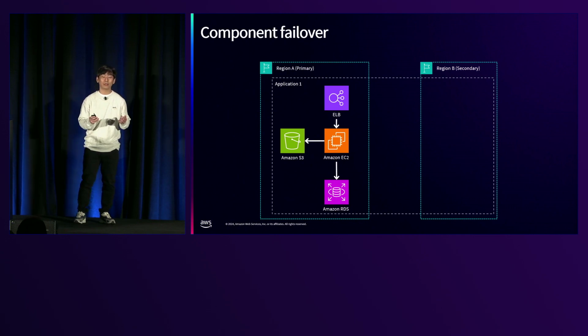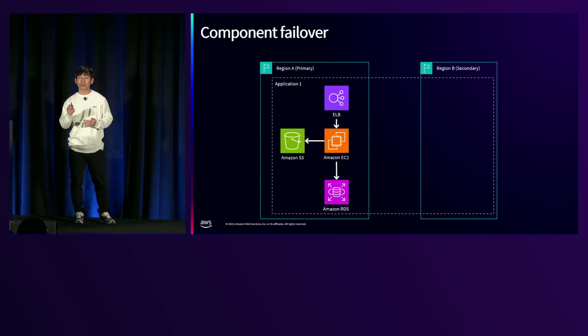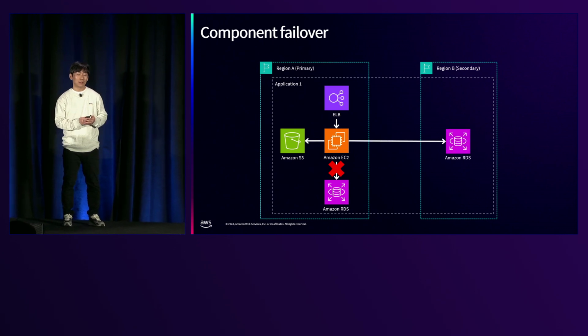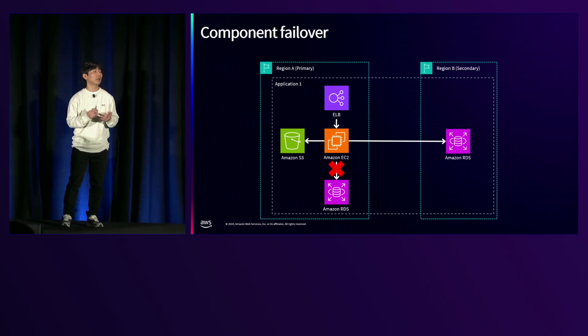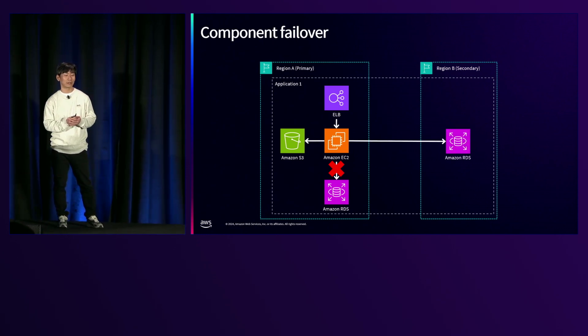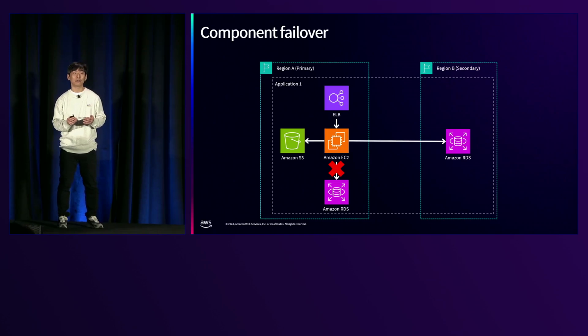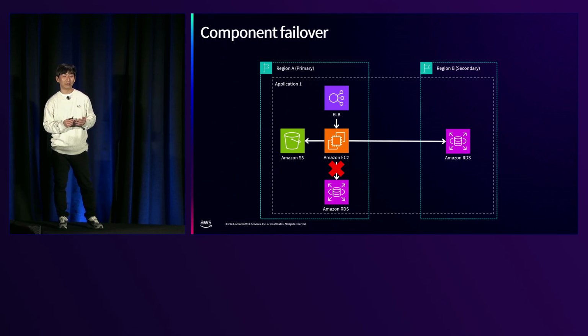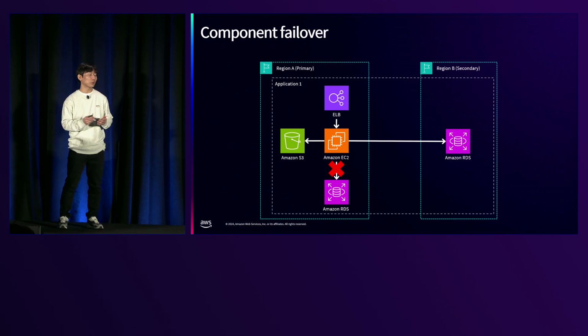Let's start with component-level failover strategy, which is the most granular approach. It allows failing over individual application components to a different region when issues arise. For example, if an RDS database in one region faces problems, the application can fail over to using an RDS instance in a secondary region. This decentralized strategy provides flexibility and autonomy to individual applications by allowing components to fail over independently. However, it comes with trade-offs.